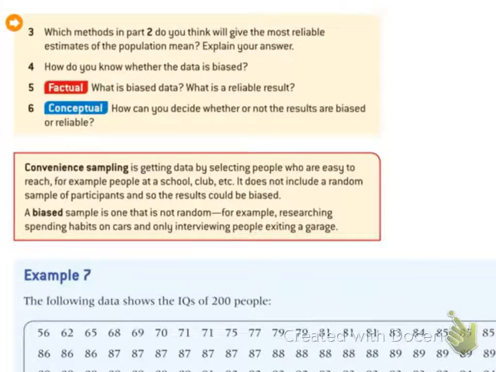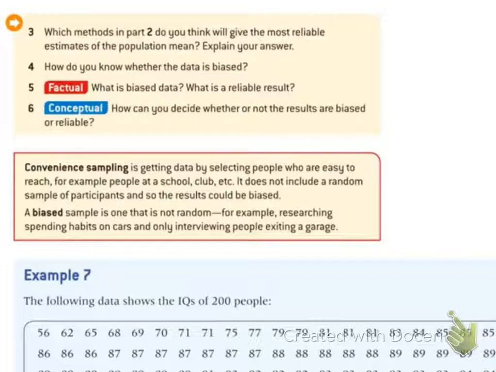Here we go, part 3. It says, which methods in part 2 do you think give the most reliable estimates of the population? I think the ones at the top 25 and bottom 25 together, and the one that went every fifth country, I think that could be.